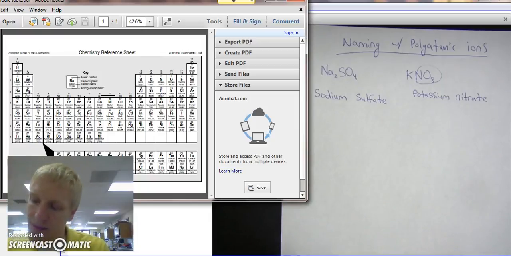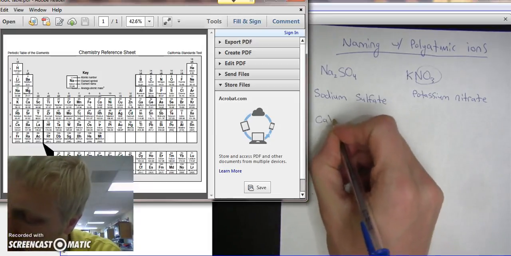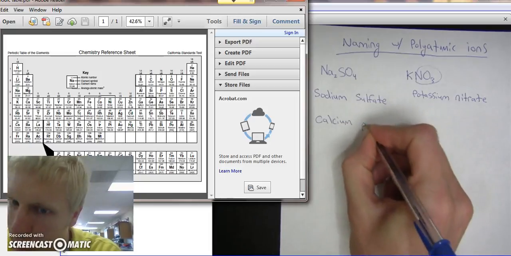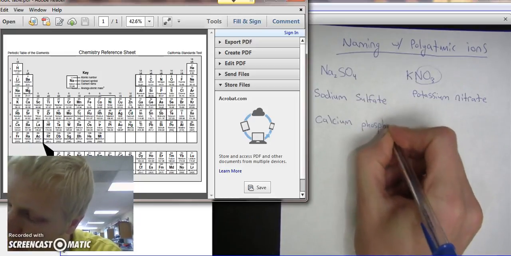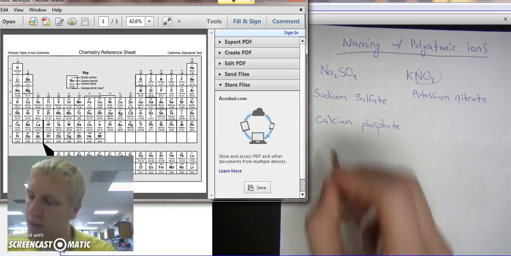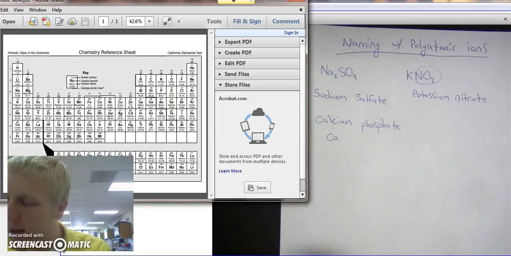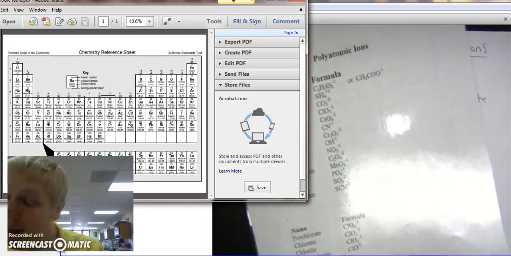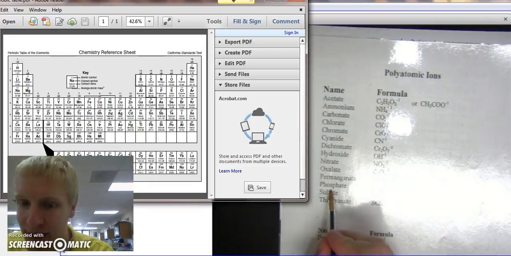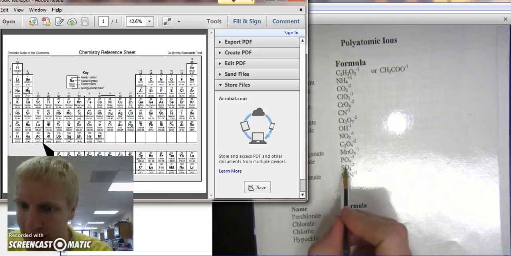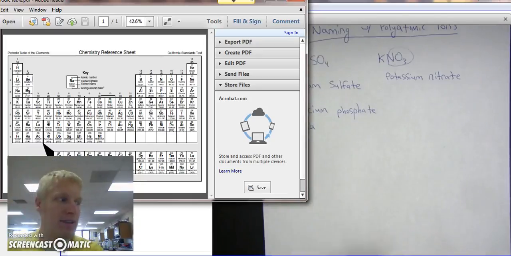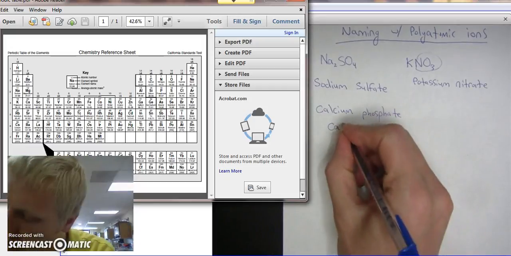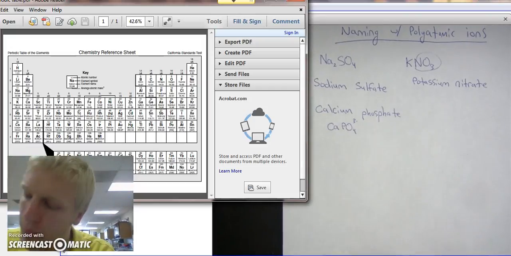So now let's flip it the other way. Let's do a couple of examples where we're given a name and we have to write the formula. Alright, so we have calcium phosphate. So we know calcium is Ca, and phosphate, when we look at our polyatomic ion chart, phosphate is right here, and the glare is in the way, but it's PO4 with a -3 charge.